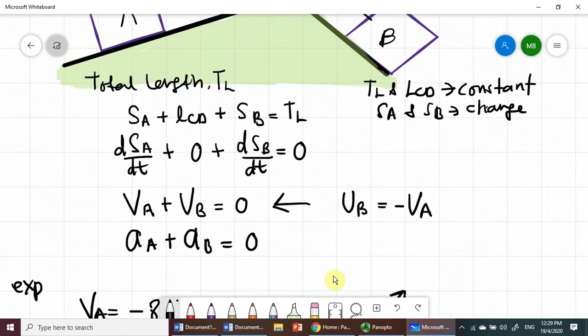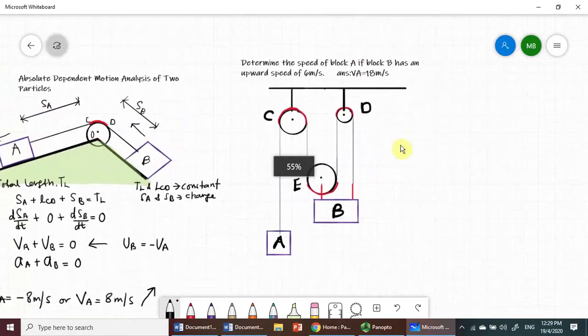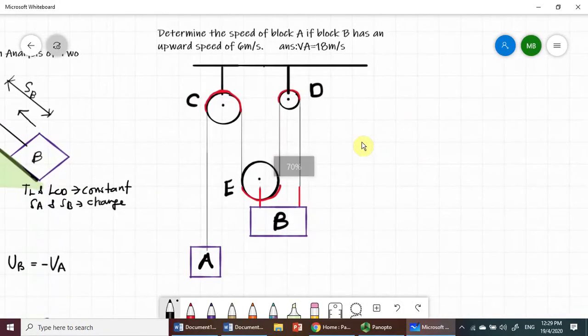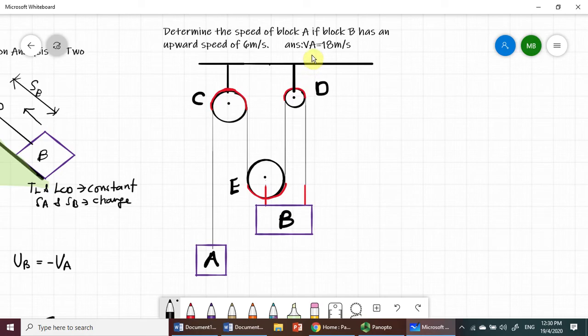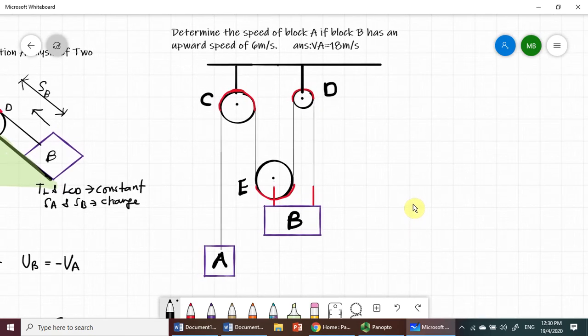So if you understand this question, I would like you to try to do this question here. Determine the speed of block A if block B has an upward speed of 6 meters per second. I have given you the answer here, which is VA equals 18 meters per second, but I would like you to try and do the question. If you have any problems, you can always ask me back through WhatsApp. So try to do this question.